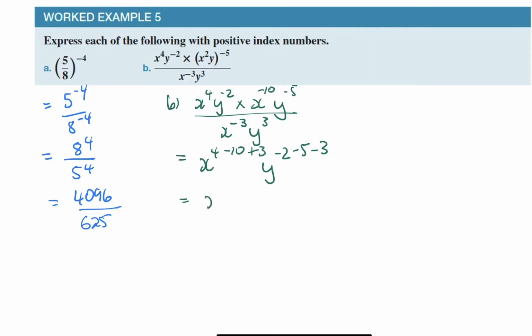I add this all up. 4 take away negative 10 is 14, minus 3 is 11, hmm, let me state it as spoken: x to the power negative 3. Y to the power negative 2, take away 5 is negative 7, take away 3 is negative 10. I need to leave it with positive exponents, so x comes underneath the line as a cube, and y comes underneath the line with a positive 10.